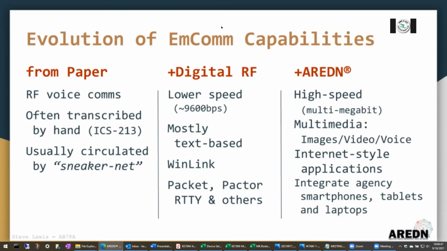When ARDEN became available, it added several features which the served agency staff were already familiar with in their normal operations. These include the ability to transfer digital messages at relatively high speeds, for example in the multi-megabit range, as well as the capability for multimedia communication, such as voice, photos, and streaming video. It gave them the ability to use internet-style applications or programs, as well as to integrate their smartphones, tablets, and laptops into the EMCOM network.